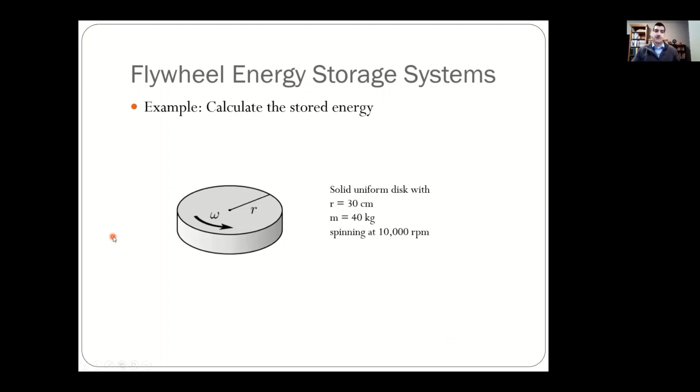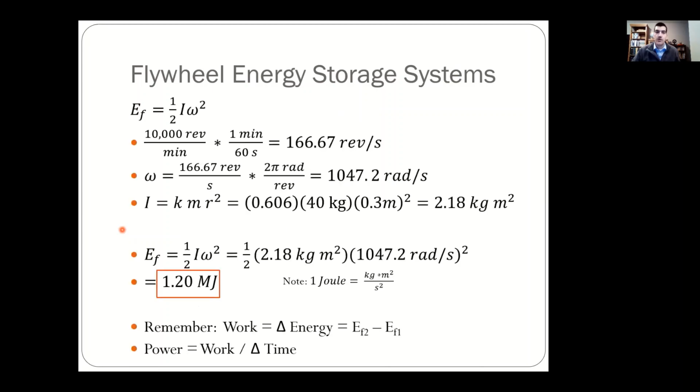Okay, so here's an example. Let's calculate the stored energy in this flywheel. It's a solid disk. It has a radius of 30 centimeters, a mass of 40 kilograms, and it's currently spinning at 10,000 RPM. So we have our equation, 1/2 times moment of inertia times angular velocity squared. And we're going to need to calculate what is the moment of inertia and what is the angular velocity squared.